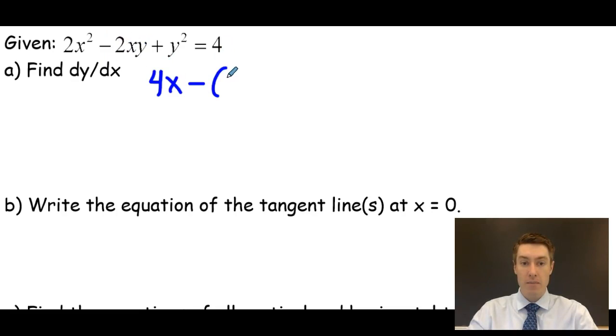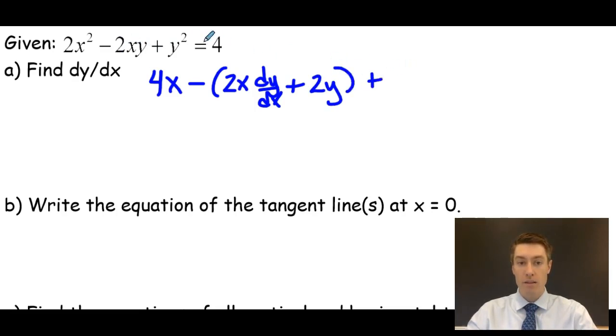So first stays the same. Derivative of the second, derivative of y is dy/dx, plus second times the derivative of the first, which is going to be 2y, plus, now using the chain rule, 2y dy/dx equals 0.